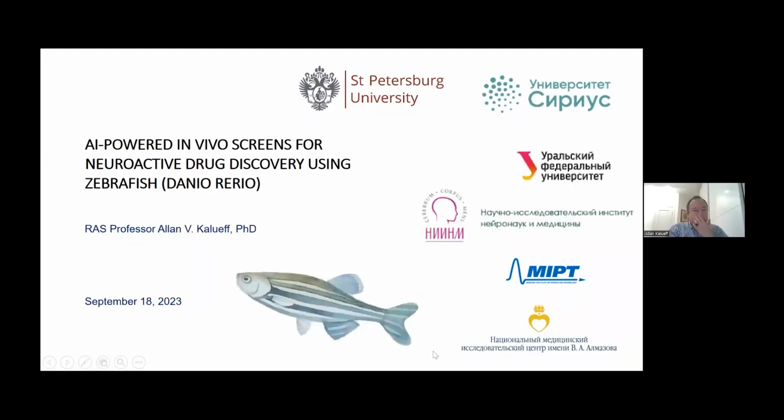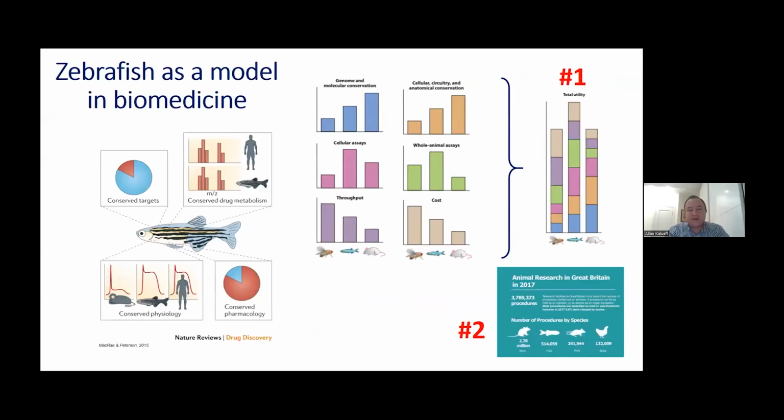Right. Okay. Well, so here is a zebrafish. I'm going to talk about it in more detail later on. So I switched the screen. Can you see the second slide? Yes. All right, good. We see it. Yes, thank you.